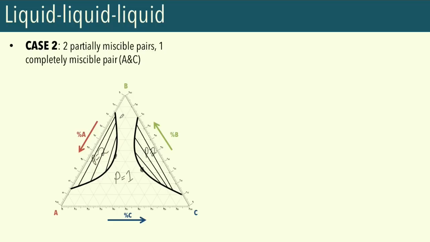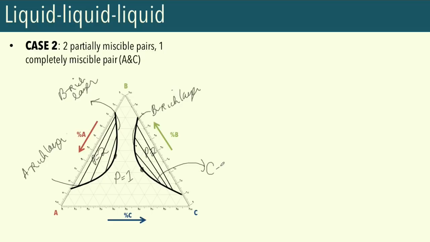So that means that this composition over here represents the B-rich layer. These compositions over here represent the A-rich layer. For this binodal curve, on the other hand, this part over here represents again the B-rich layer, and this composition again represents the C-rich layer.